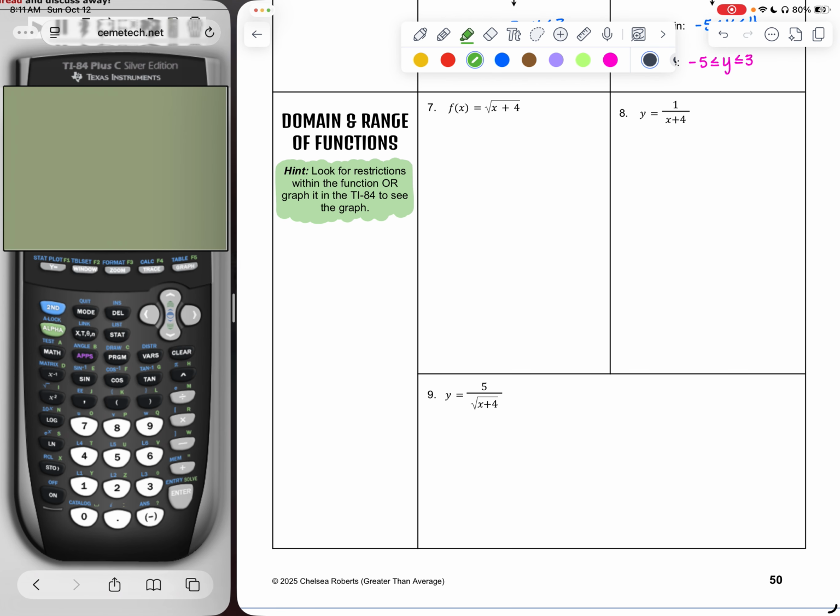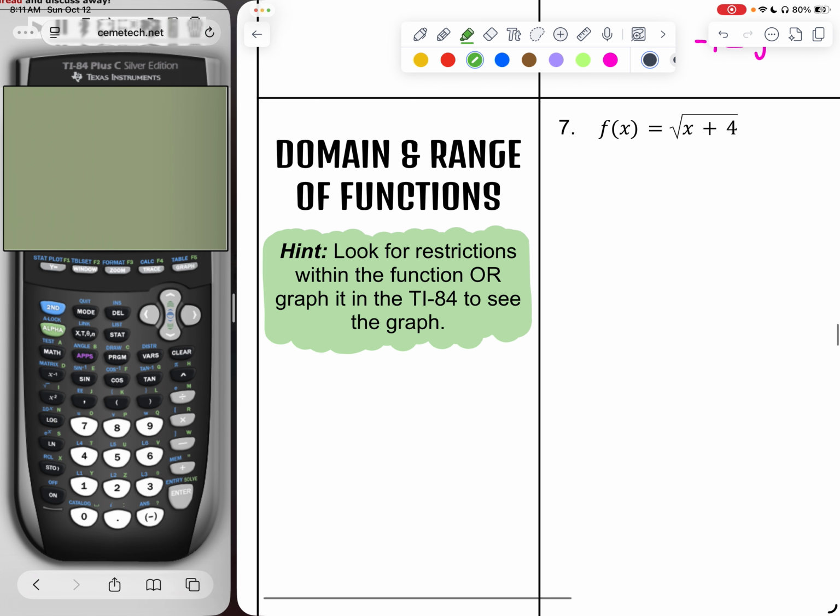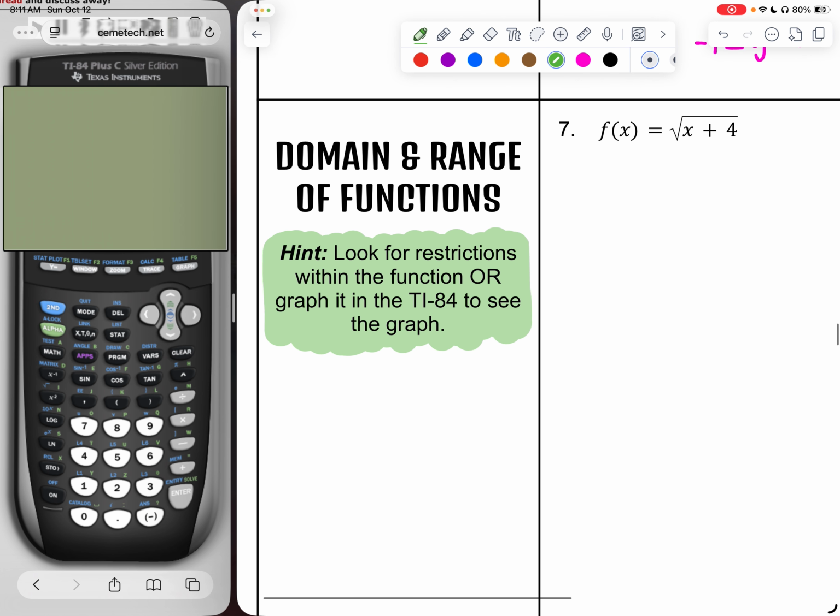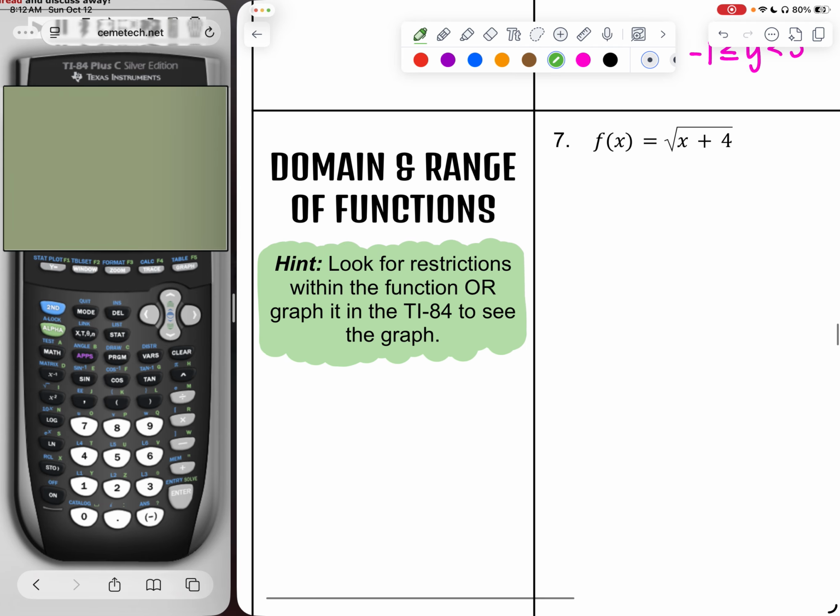If we look at number 7, we have this equation. One thing that you should see is that we have a square root. And we should know that you cannot take a square root of a negative number. So if we think about it, we want to see what the x has to be to make this part in the square root negative, because if it's negative, we can't take the square root of it.